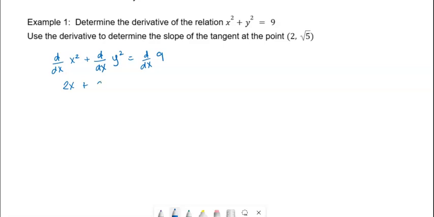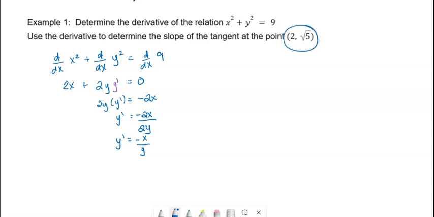Derivative of y squared, well, y is a function of x, so it's going to be 2y. We keep the same function, and then we don't actually know what the derivative of y is, so we have to just leave it as the derivative of y, and then 0. Now when we rearrange this, we have 2y times the derivative of y minus 2x, and we can see that the derivative of y is actually just negative x over y. And now we have to evaluate it at this point, so we're just going to plug that into here. And the derivative of y at that point is just negative 2 over root 5.